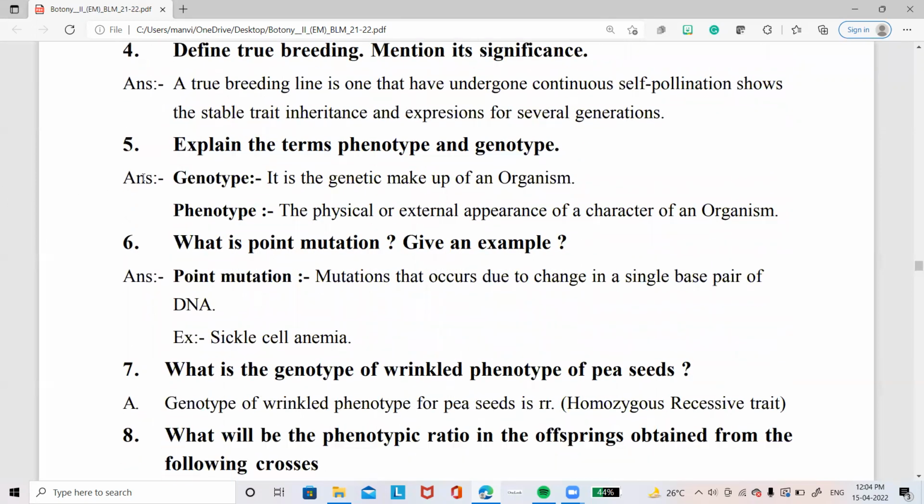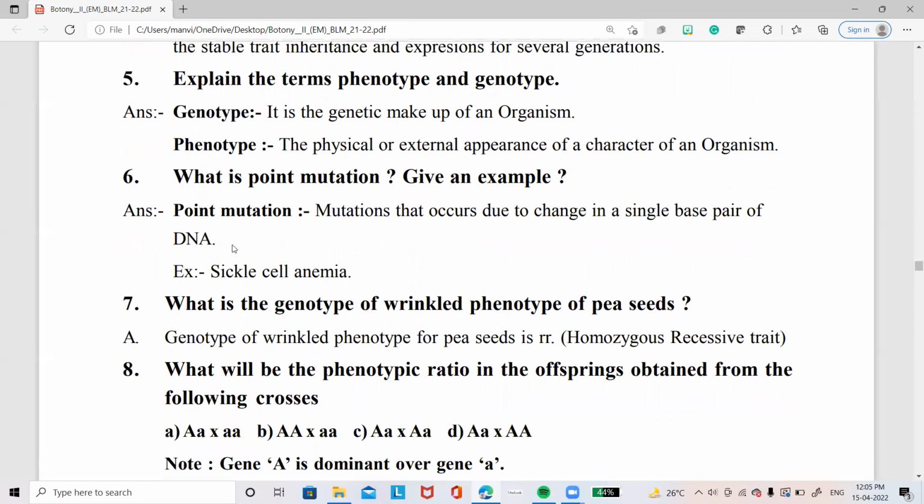Question number 5. Explain the terms phenotype and genotype. Genotype is the genetic makeup of an organism. Phenotype is the physical or external appearance of a character of an organism.